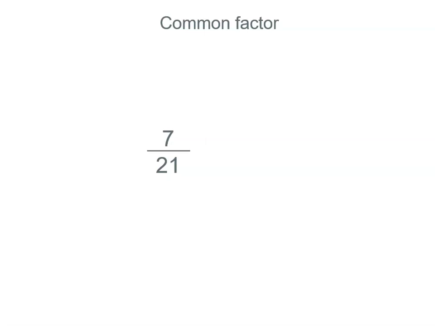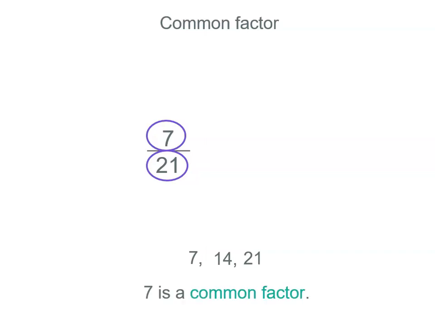Well, it's a good idea to think of multiples. Pick the smallest number, and in this case, the numerator is 7. That's the smallest number. Let's think of multiples of 7. We've got 7, 14, 21, and 21 is our denominator. So that means 21 is a multiple of 7. So 7 is common to both of those numbers. It's a common factor. 1 times 7 is 7, and 3 times 7 is 21. So 7 is a common factor. That means we can simplify this fraction.